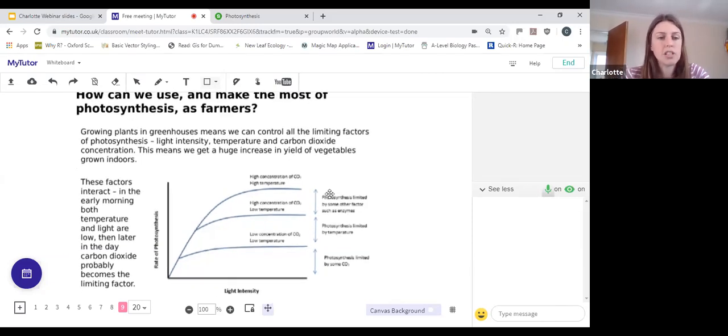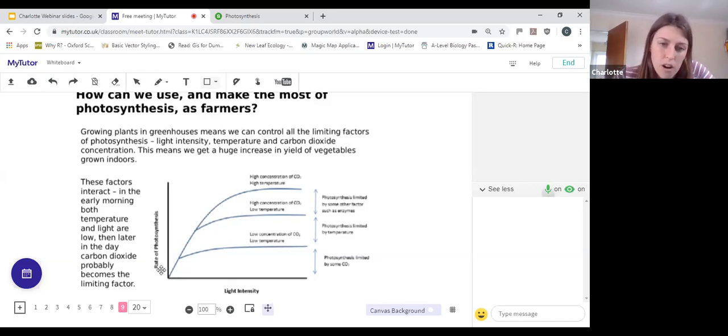It's important to remember that these factors interact. So for example, in the early morning, while it's still fairly cool, both temperature and light are low, and so they're limiting how much photosynthesis can take place. Later in the day, when temperature is warmer, particularly at the moment, it's so lovely and sunny, and there's no difficulty there with temperature or light, then it's probably carbon dioxide concentration that might be limiting the growth, because there's not really much we can do about the amount of carbon dioxide that's in the air.